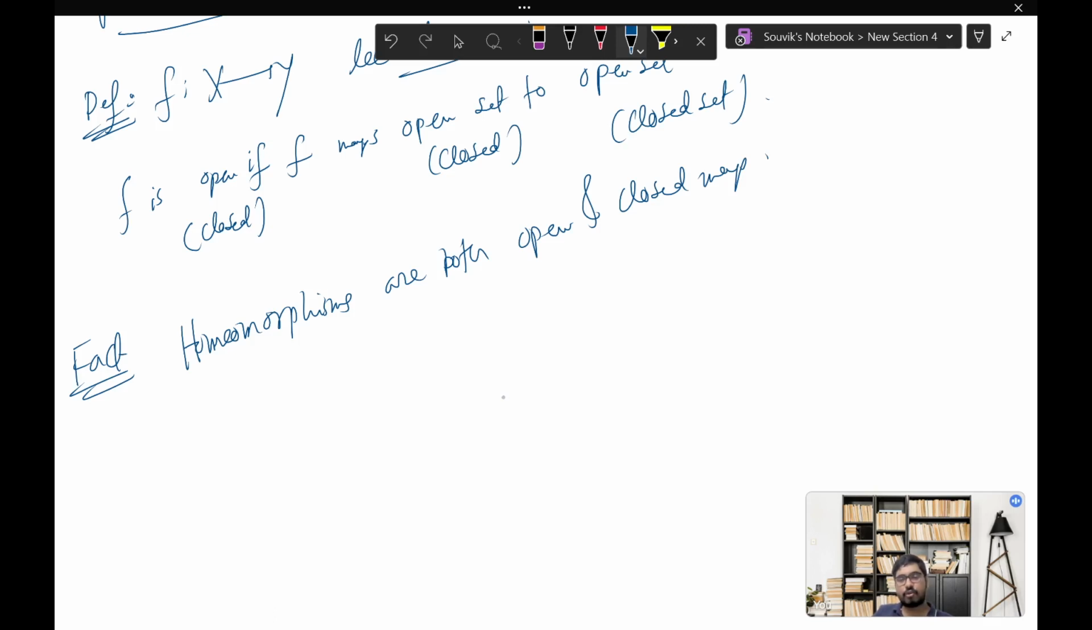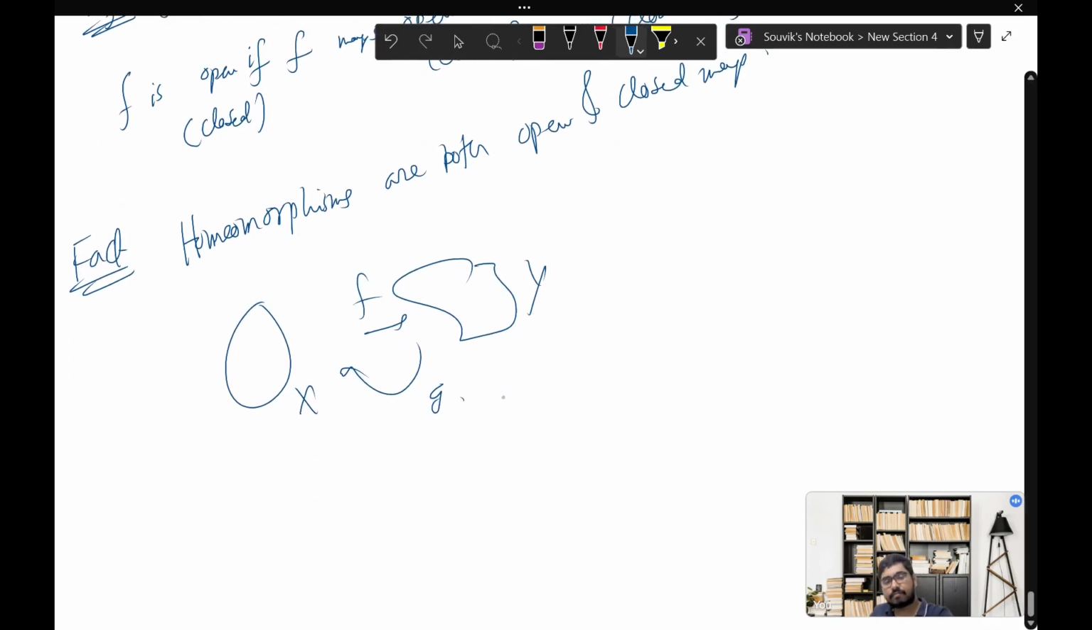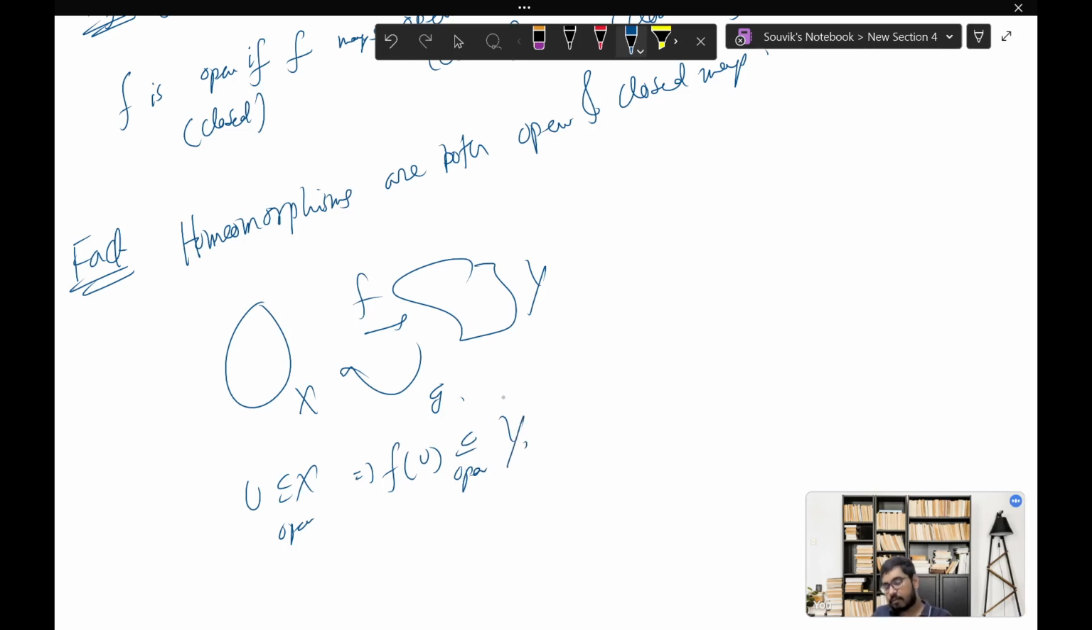It's not difficult to show. If this is X and this is Y, and f is a homeomorphism with inverse map g, then if U, a subset of X, is open, since f is a homeomorphism, f(U) has to be open in Y, right? So this is almost obvious. So homeomorphism implies both open and closed, right?